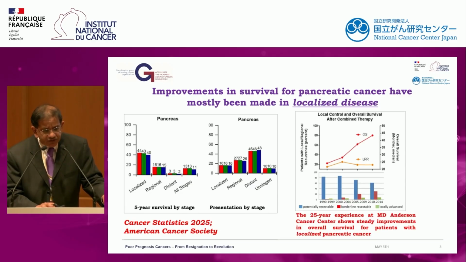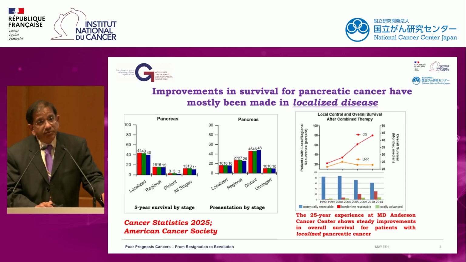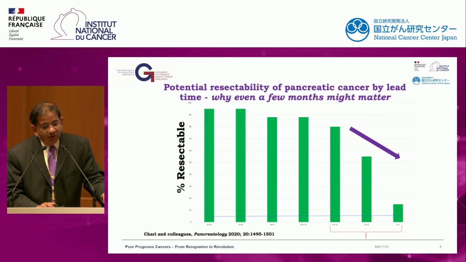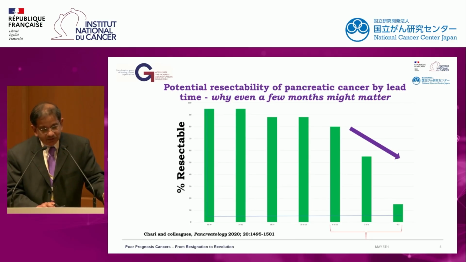And in fact, at MD Anderson, when we look at the last 25-year experience of patients who had localized disease, received neoadjuvant therapy, got surgery, got adjuvant therapy, the survival of those patients has really improved dramatically, as you can see with that red curve on the right-hand side. But again, these are the individuals who are contributing to that improvement in survival that we talk about in pancreas cancer.